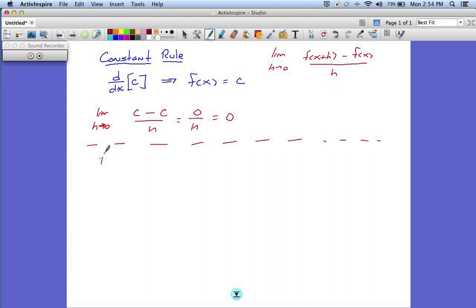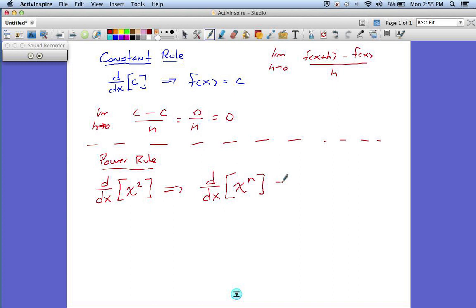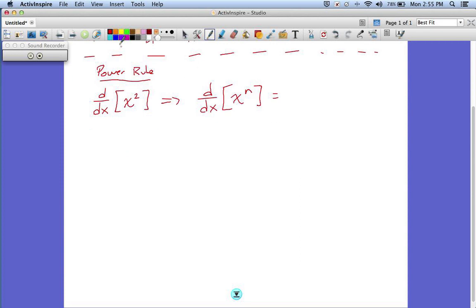Now let's move on to something called the power rule. The power rule is for our problems in the form of the derivative of, let's say, x squared. Okay, so we're going to take a general function, derivative of x to the nth power, and we're going to try to figure out what that derivative is by using the limit definition. So the limit definition says the limit as h approaches 0 of x plus h to the n minus x to the n all over h.